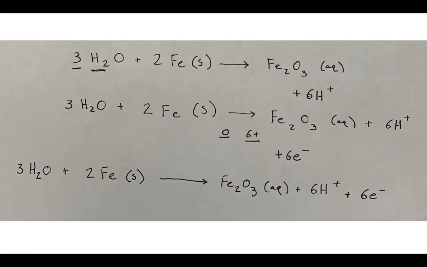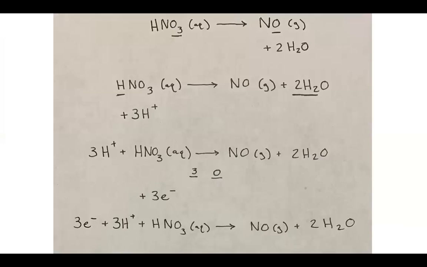So we have to add electrons on one side to balance the charges. And what we have to remember is that electrons have a negative charge, and so we're going to add them to the side with a more positive charge, right? So the product side has a positive 6 charge, the reactant side 0 charge, and so for the charges to balance, we have to add 6 electrons onto the product side. So that's how I get the very bottom. That is my balanced half reaction for the iron half reaction, right? So 3 waters, 2 irons go to iron(III) oxide, plus 6 protons and 6 electrons.